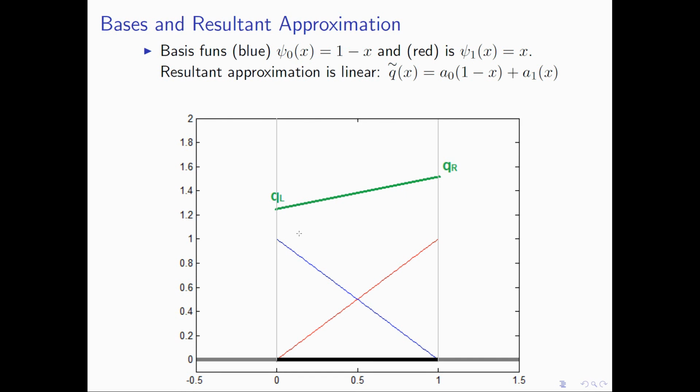So here we can see what our two basis functions look like for ramp functions. Our first basis function will be the blue one with the subscript 0, and that's simply equal to 1 minus x. The other function, psi1, will be equal to just simply x.